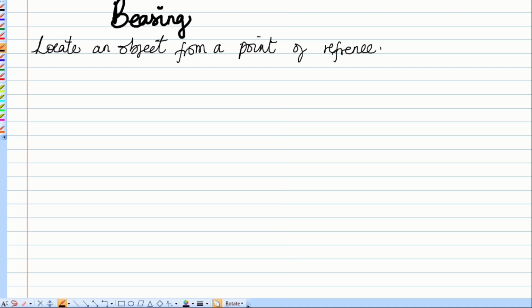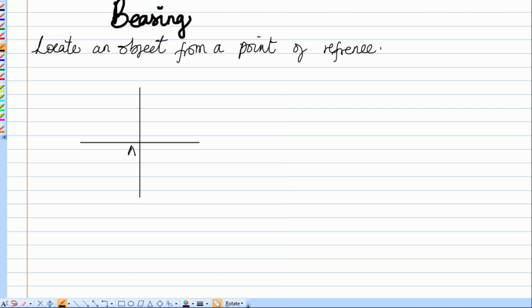So, in a nutshell, bearing is just a means of trying to locate an object. This object can be a person or whatever. We're locating an object from a point of reference. So it's very important to note this. It's not as though we just want to locate an object from anywhere. We are going to locate a particular object, but coming from a point of reference.